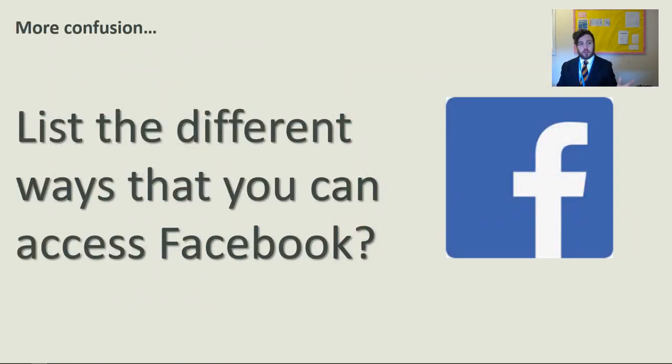Right, so more confusion. I've got this idea that before, software was something that was installed onto a physical device, but then there's stuff like Facebook that seems like it's ubiquitous, like it's everywhere. And what are we meant to do about that? Well, I want you to just have a think. You can pause it and think of all the different ways that you can access Facebook.